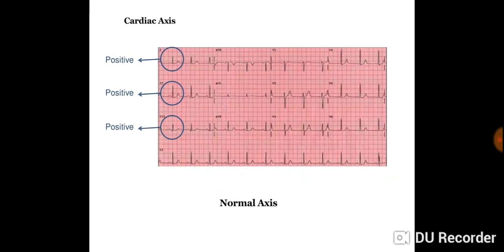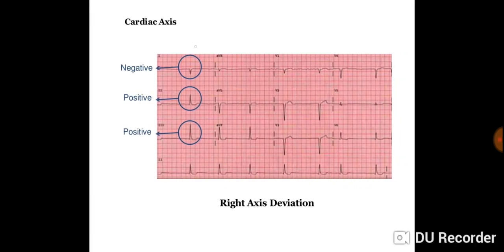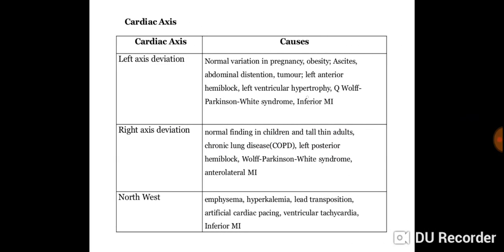In this example, 1 and 3 are both positive, both thumbs are up. This is the normal axis. Here your left thumb representing lead 1, you see the R wave, your left thumb is up, the S wave is deep. In lead 3 the right thumb is down. This is left axis deviation. In the right axis deviation, your left thumb is down, right thumb is up, and you've got right axis deviation. These are the causes. You can read them and note them if it comes in a question.